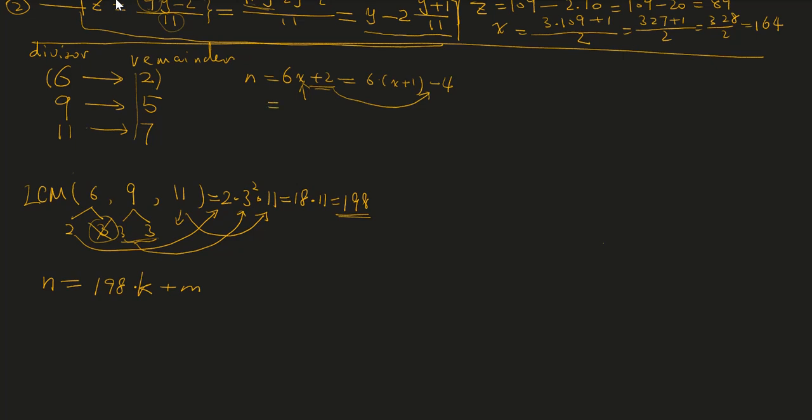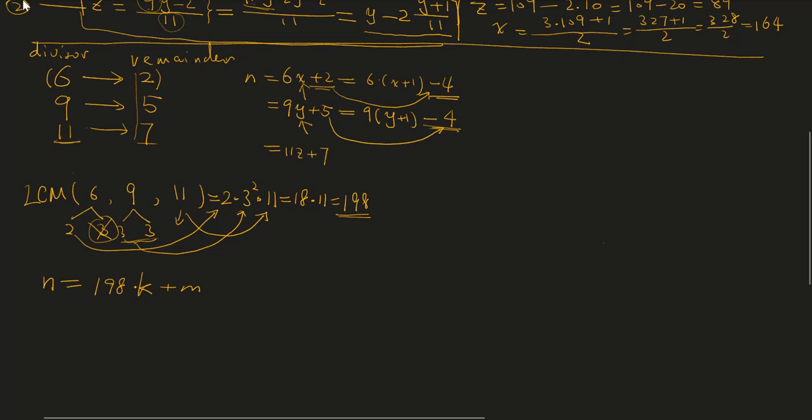So n can equal 9y plus 5. But we'll give another 9 here. So this equals 9 times y plus 1, minus 4. Isn't that interesting? This is minus 4. This is minus 4. Let's look at here. So we can do the same trick with this pair. This equals 11z plus 7, which equals 11z plus 1 minus 4.